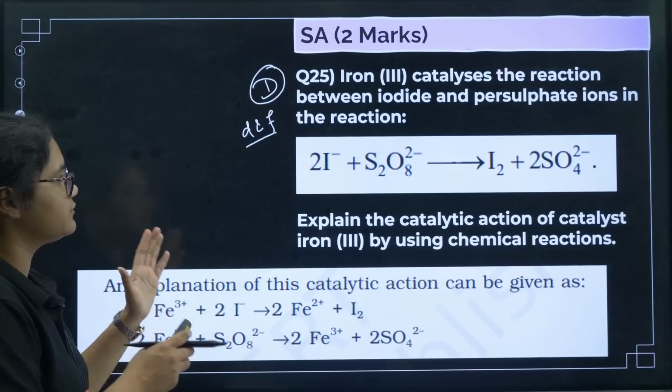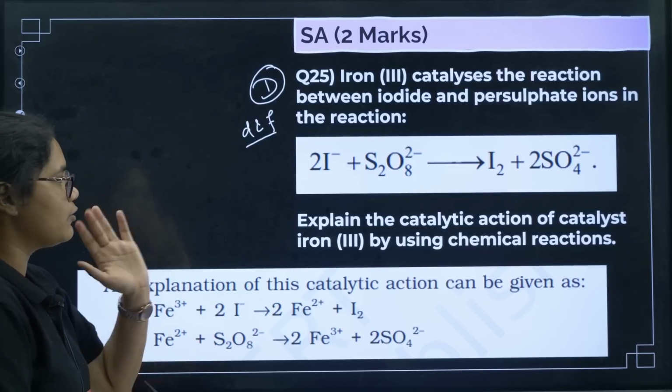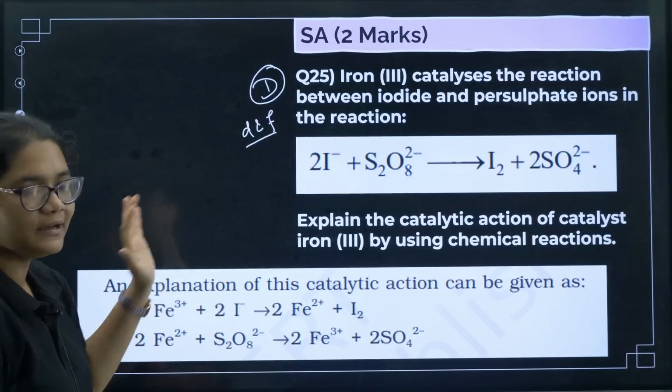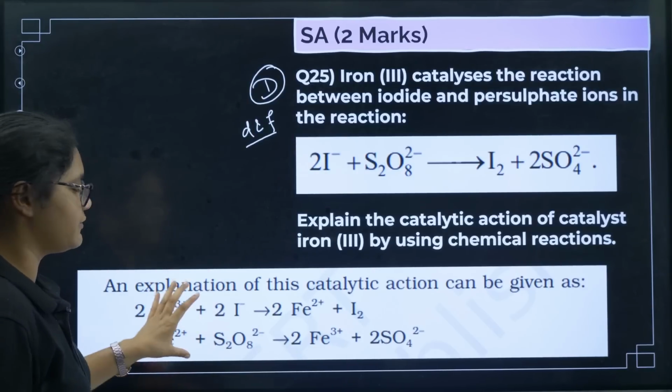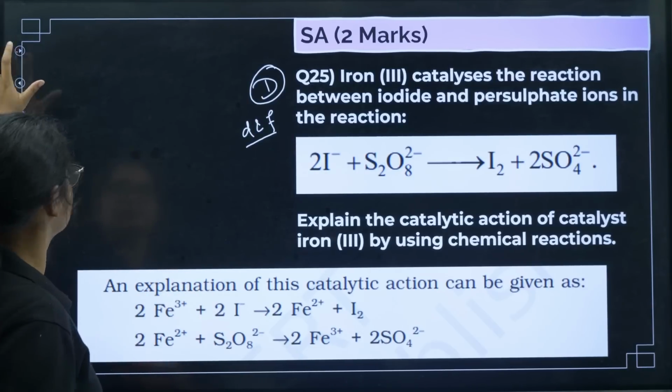Okay, so this question was definitely a difficult question, but out of 5 you have to attempt any 3, so you can leave this question. Okay, but yes, for the final exam, do prepare this question.